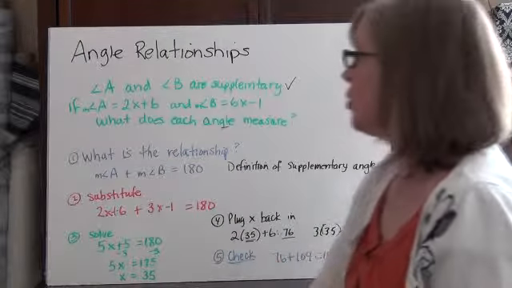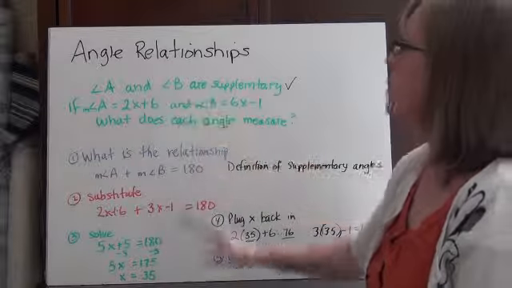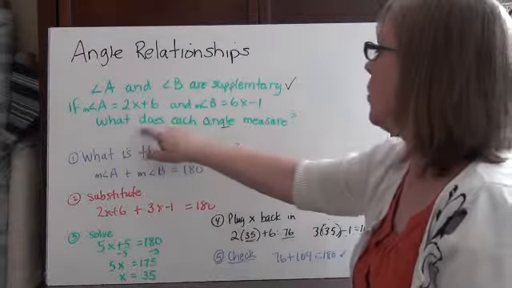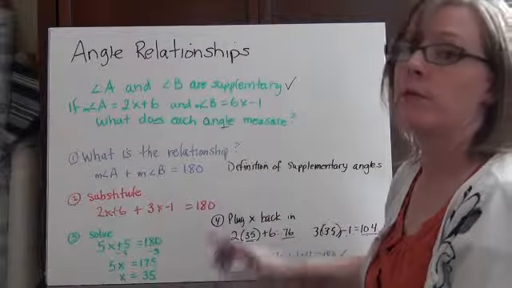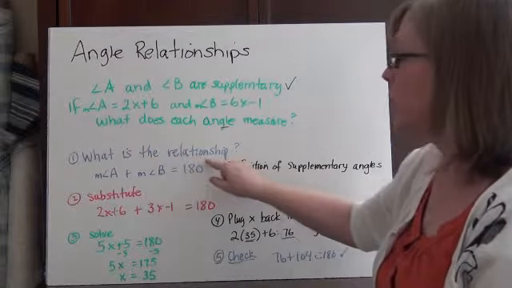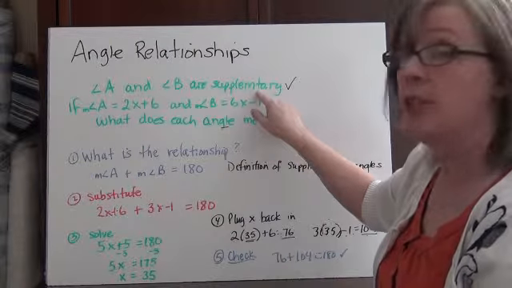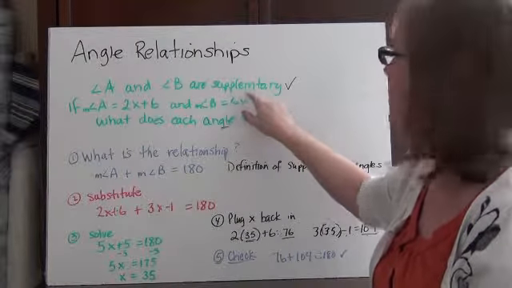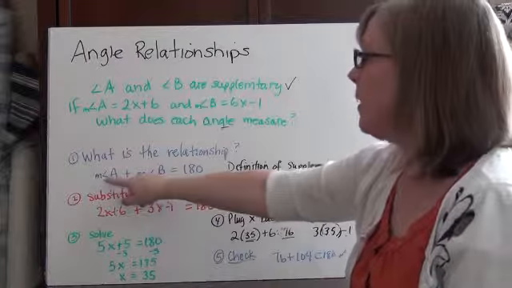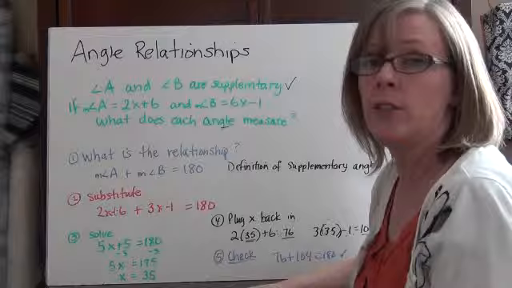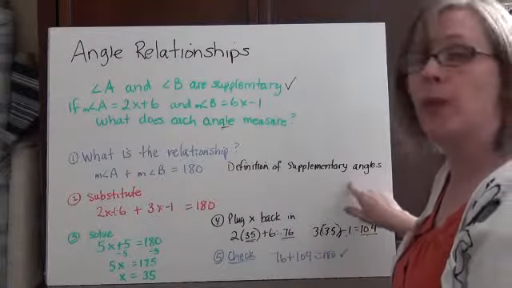These are the kind of questions that you're going to get. A and B are supplementary. If measure A equals this and measure B equals this, what does each angle measure? First thing I ask myself, what is the relationship? Supplementary. I don't know what happened here, but I spelled that wrong, but you'll spell it right. Supplementary, okay? That means angle A plus angle B has to equal 180 degrees.